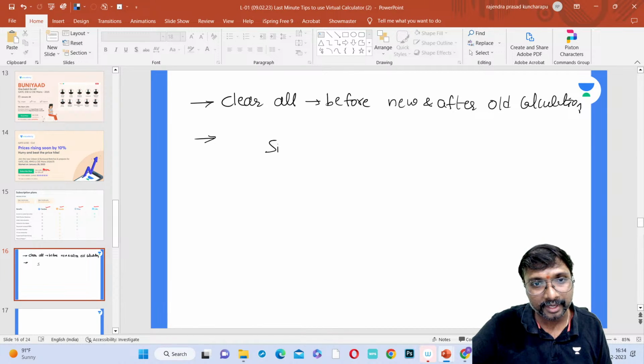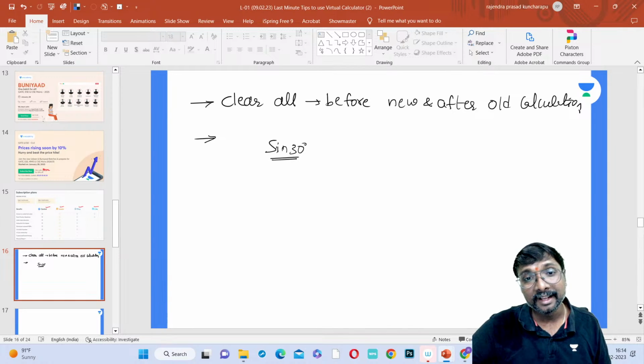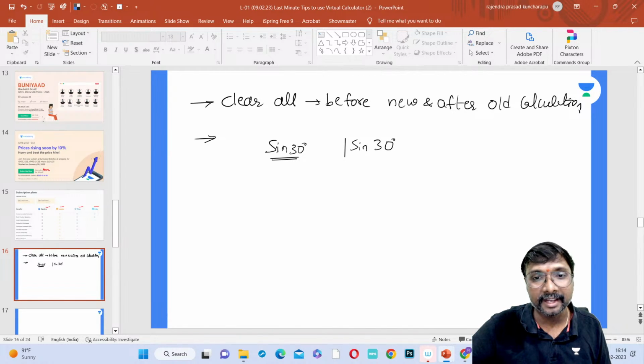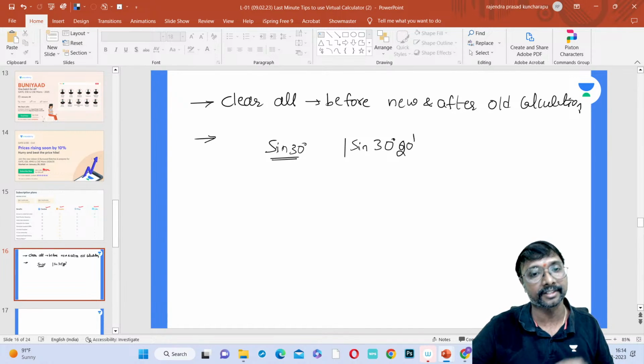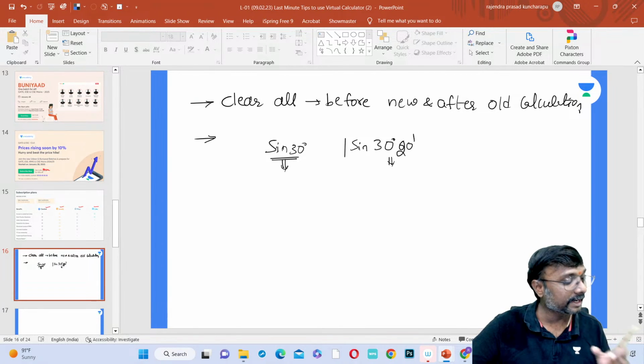Suppose you wanted to calculate sine 30 degree. Sine 30 degree we wanted to calculate, right? Sine 30 degree, and sine 30 degree 20 minutes you wanted to calculate, let us say. So we will calculate sine 30 degree and sine 30 degree 20 minutes, right?